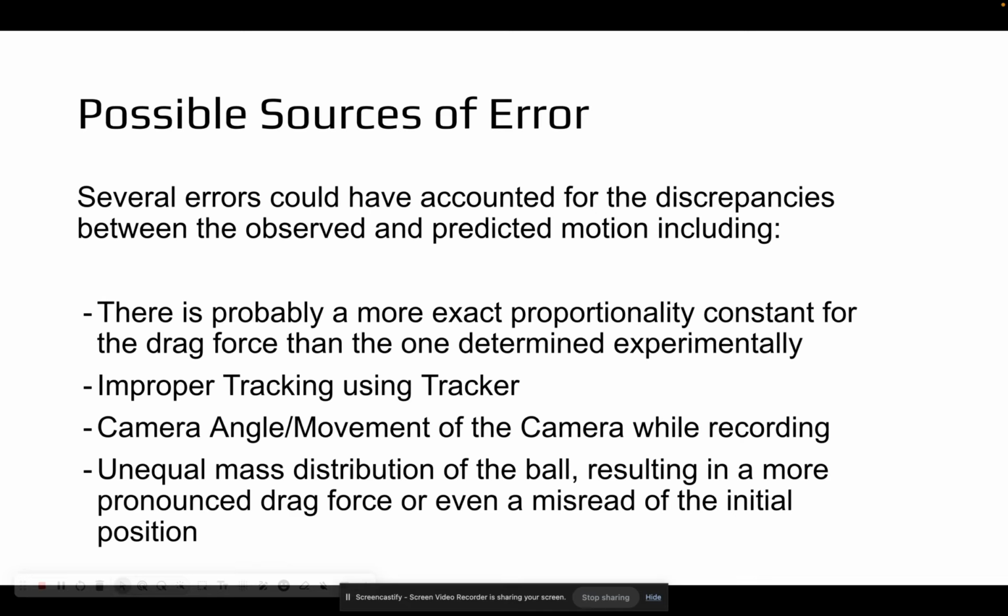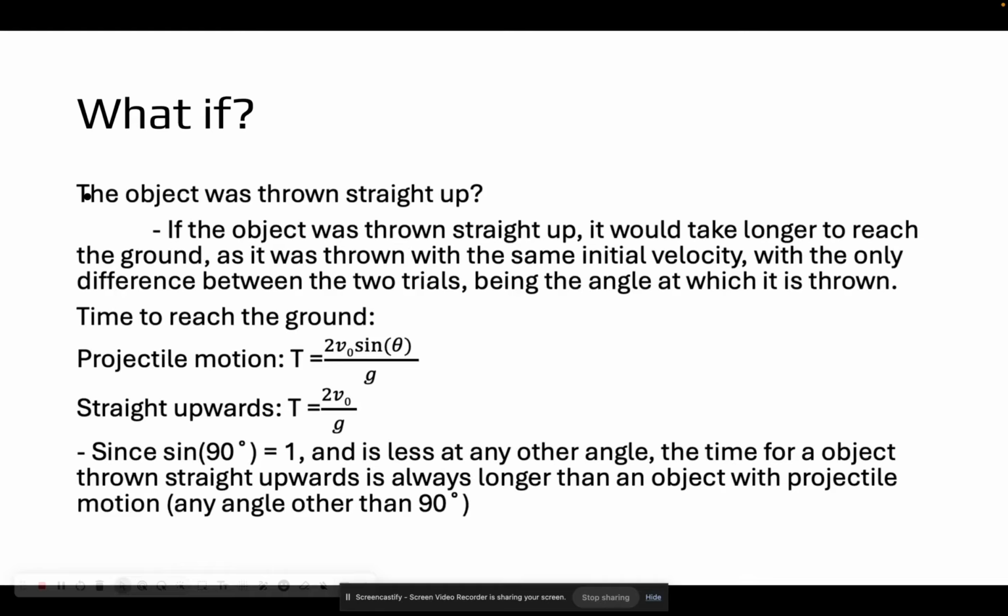which could cause a more pronounced drag force. If the object was thrown straight up, it would take longer to reach the ground as it was thrown with the same initial velocity, the only difference between the trials being the angle at which it is thrown. So if it's thrown straight up, the angle is 90 degrees, which would be equal to the sine of 1. So when you plug this in to find how long it would take to hit the ground, you get for projectile motion, t is equal to 2 times v sine theta divided by g, whereas straight upwards is t equals 2v divided by g. So because of this, at any angle other than 90, the sine of theta expression is going to be less than 1, which would cause the time to be shorter.